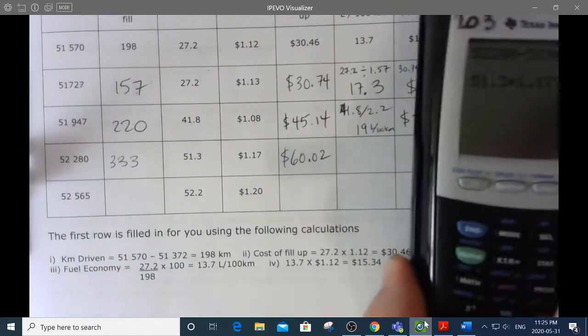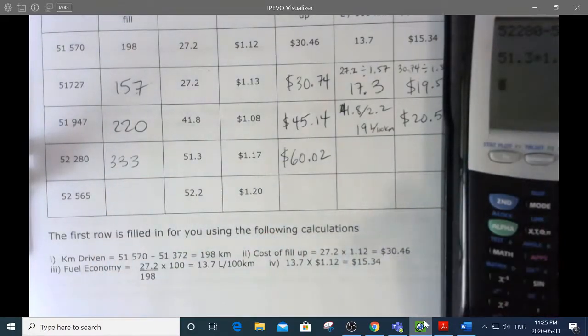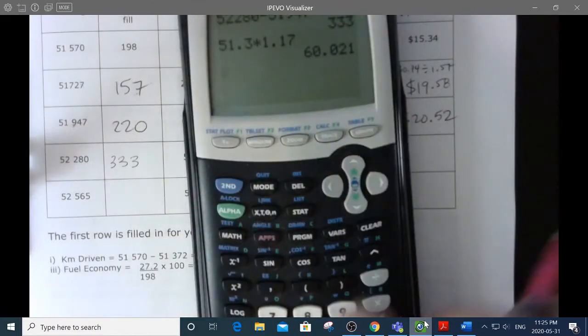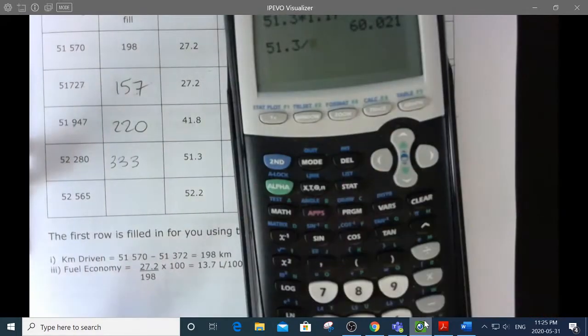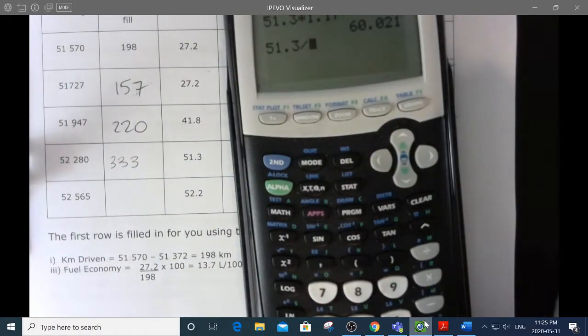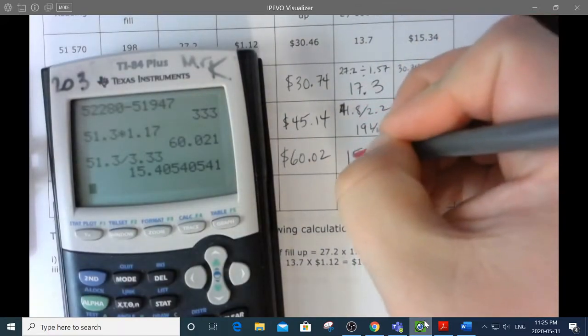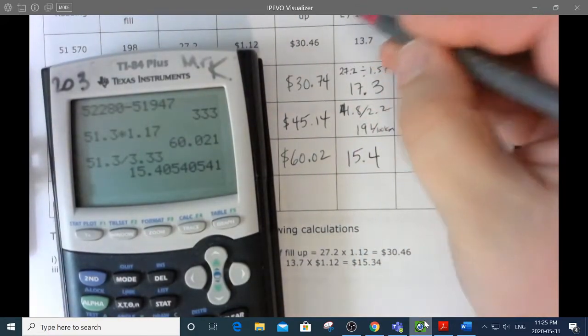So my fuel economy is 51.3 liters divided by 3.33 hundred kilometers. So that's 15.4. We'll round that too. And that's liters per 100 kilometers.